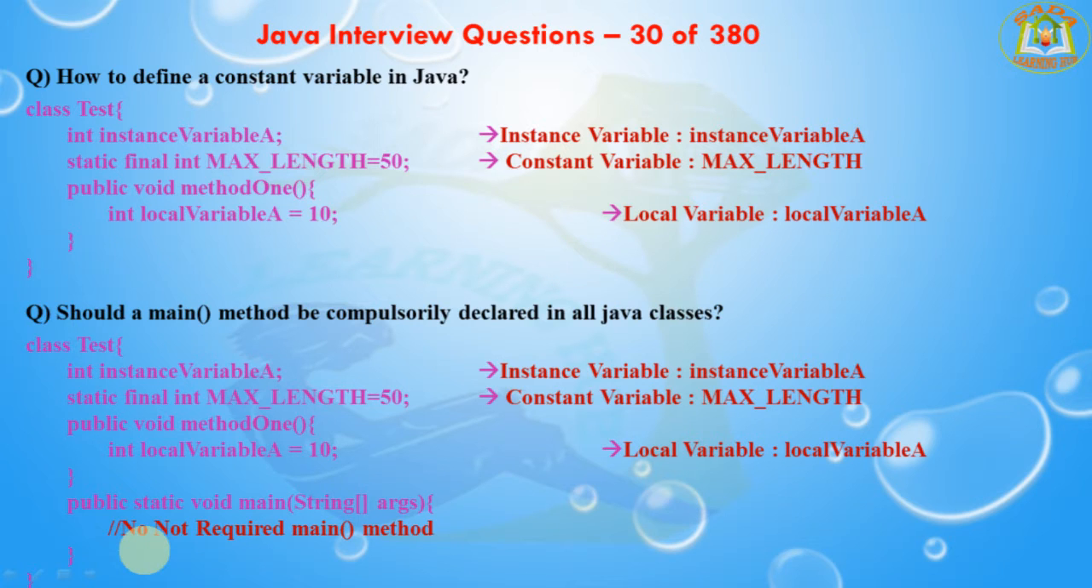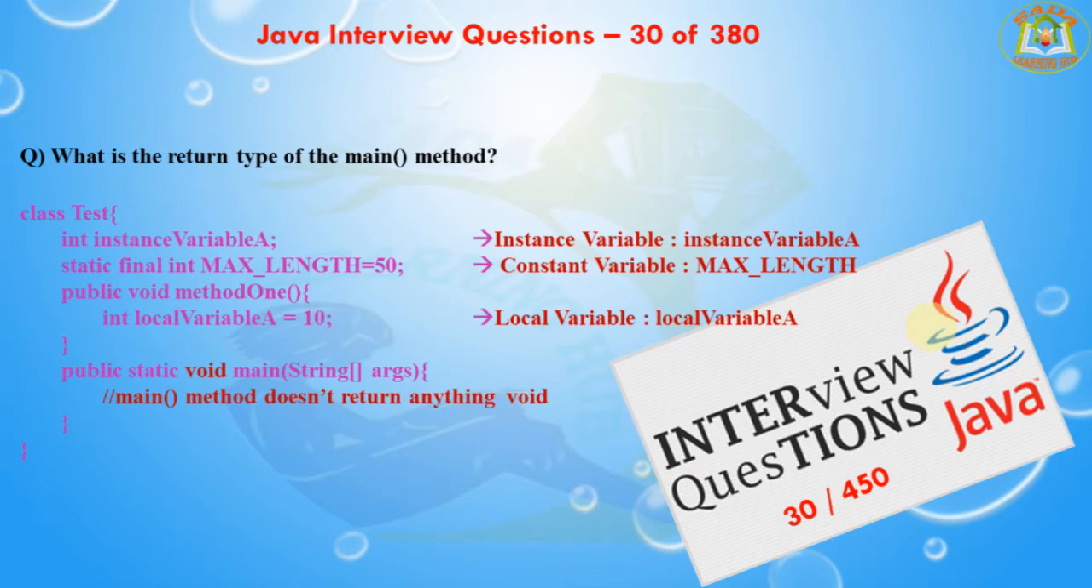Here, should a main method be compulsorily declared in all Java classes? This is the public static void main method. It is not required to declare a main method in all Java classes. It may or may not be declared.